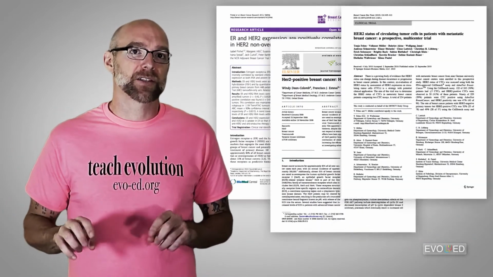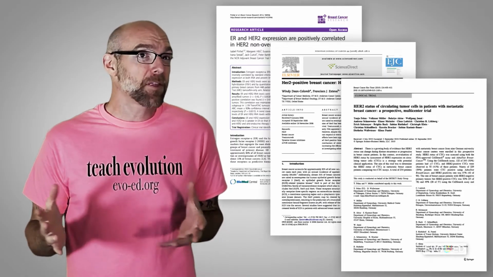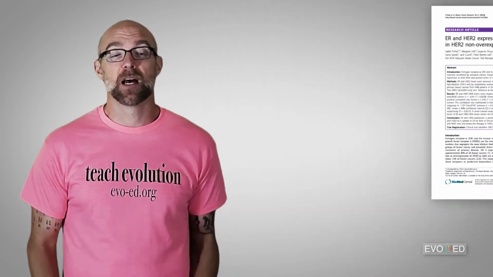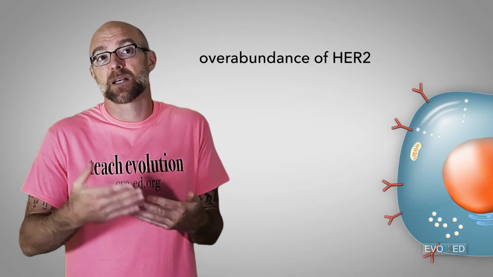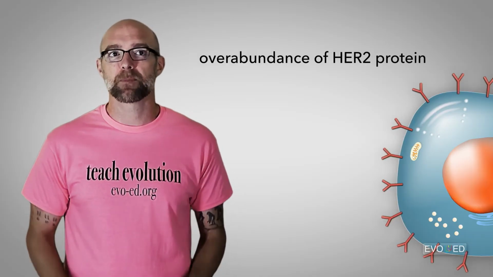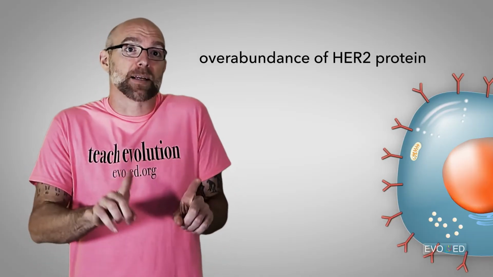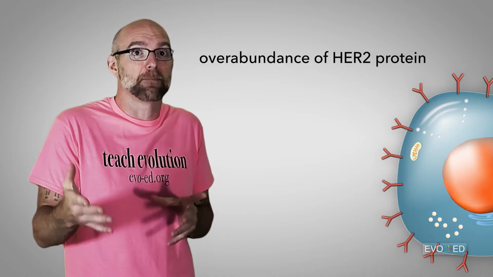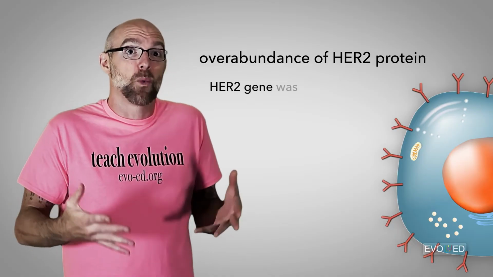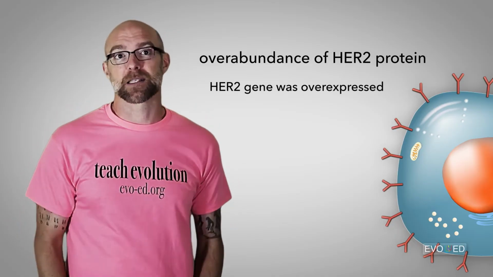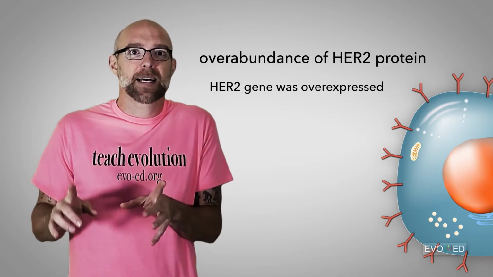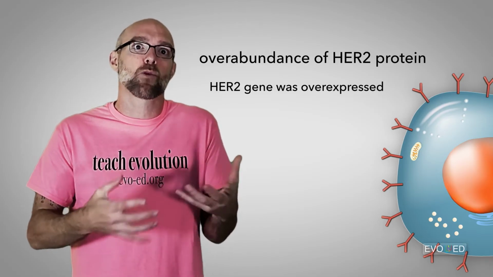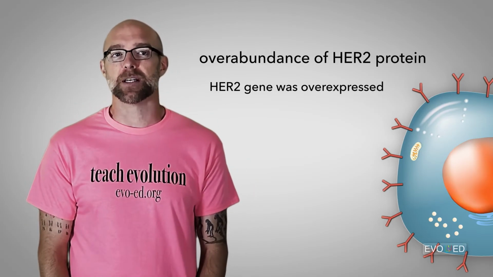Other investigations have found that in around 30% of breast cancers, there's an overabundance of the HER2 protein. Now, if there's an overabundance of the HER2 protein, it means that the HER2 gene was likely overexpressed. That just means that it's used to make protein far more often than perhaps it should.